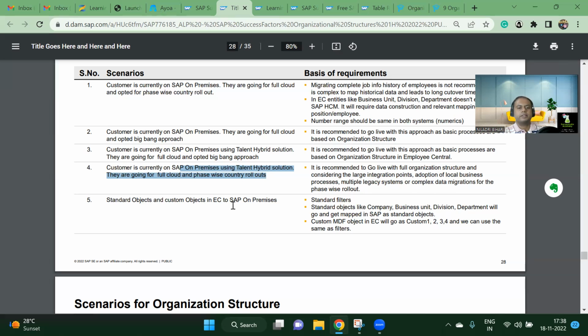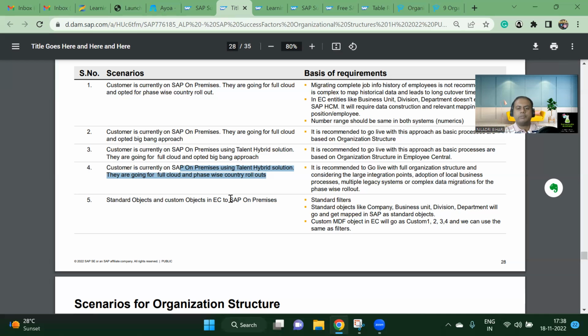Fifth scenario is standard objects and custom objects in EC to SAP on-premise. Here again, this has standard filters, whatever you talked about. Then the standard objects like company, business unit, division, department will all be phased out. This is something we have to talk about later on. Similarly, the standard objects like company, business unit, division, department will go and get mapped to SAP EC standard objects.